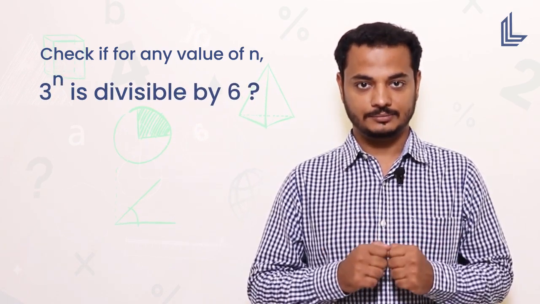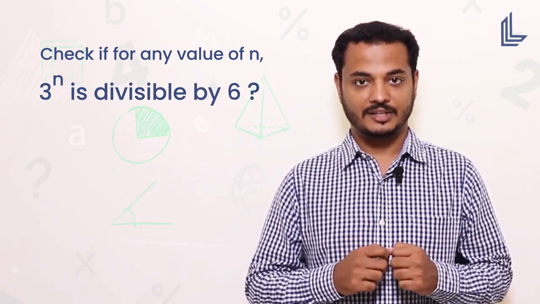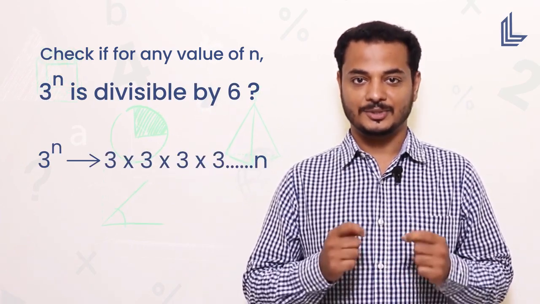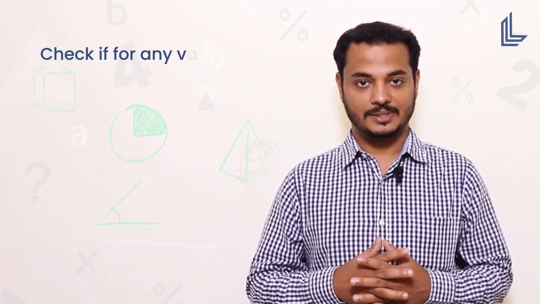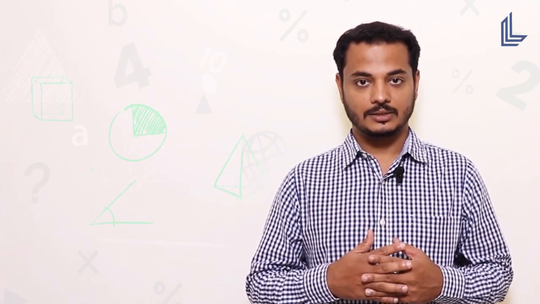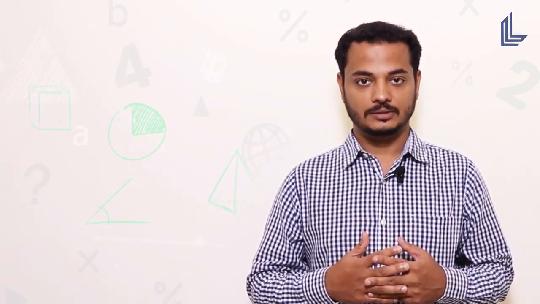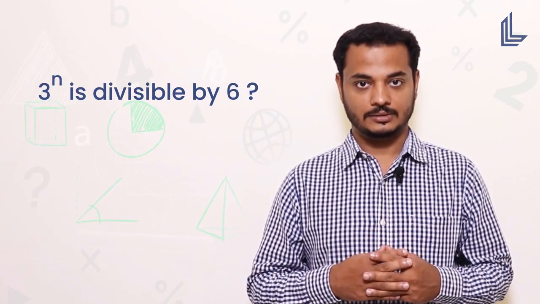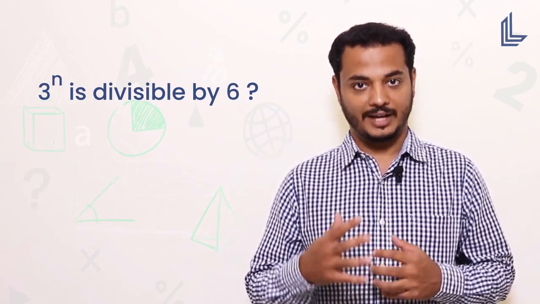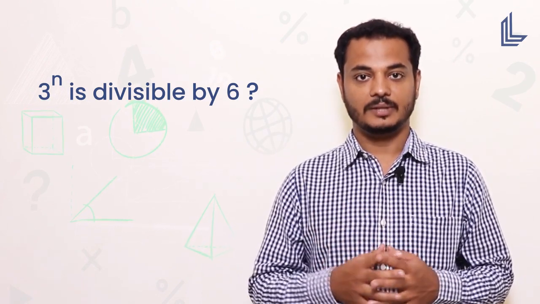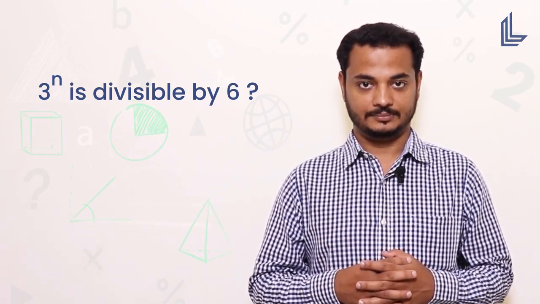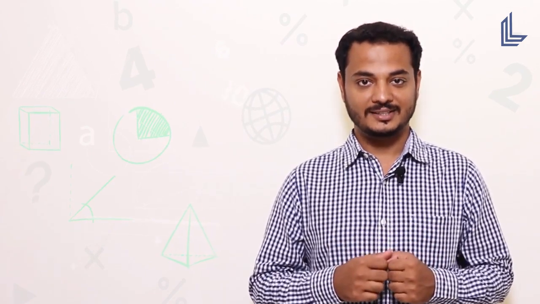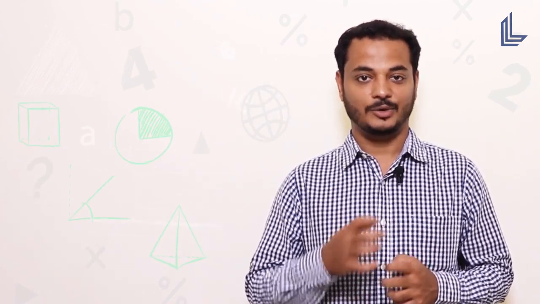So that's your question. Now we know that 3 power n can be written as 3 into 3 into 3 into 3 into etc. n times. And the question is, will this number be divisible by 6? If yes, what are those values of n in which this number becomes divisible by 6? If not, why not? Think about this question, take a piece of paper and write down your answer.